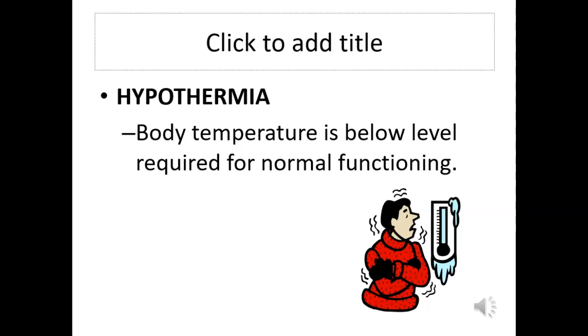Hypothermia. Sometimes hypothermia and afebrile are misunderstood. So afebrile means lack of or without a temperature. So that's just somebody with a normal temperature within a normal range. Hypothermia is when the body temperature is below the level required for normal functioning. So a person with hypothermia may have pale or blue skin. They may be shivering, confused, quick, shallow breathing, numbness, slow movement, things of that nature.